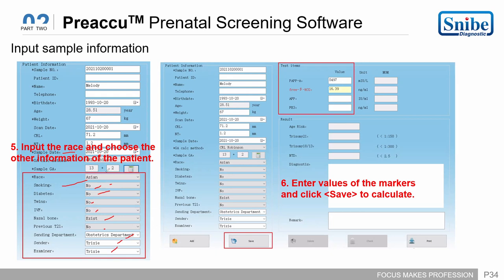So after putting that data in the sample information area, you have to go to the test items. You have to go to the test item like the PAPP-A value or the free beta hCG value here, and then you have to save to calculate the values. So once you have placed these values, then you have to go to the next screen.